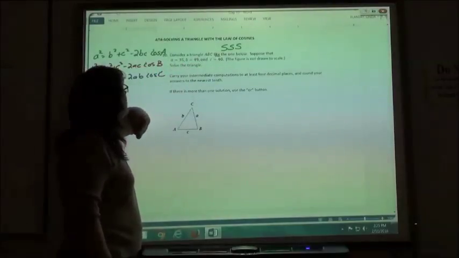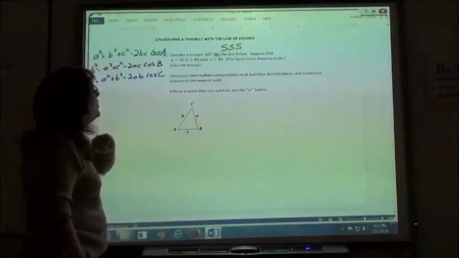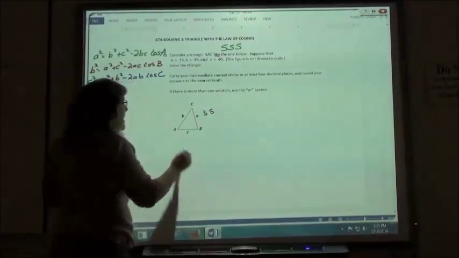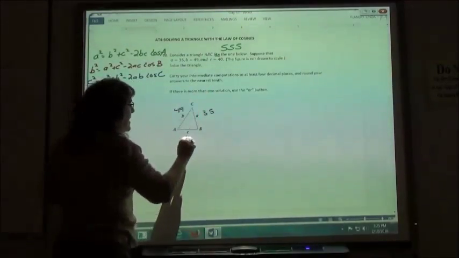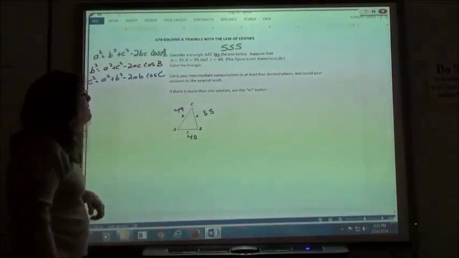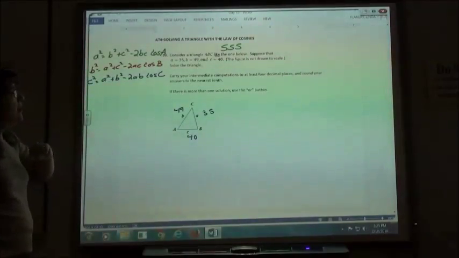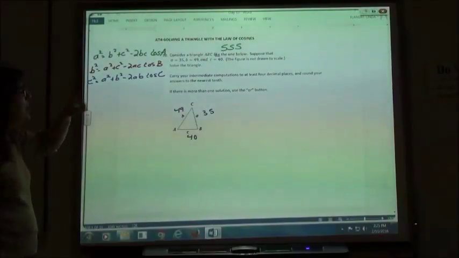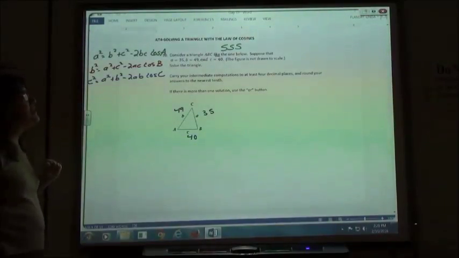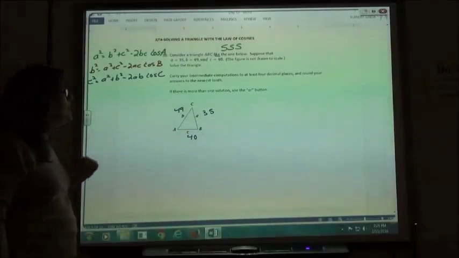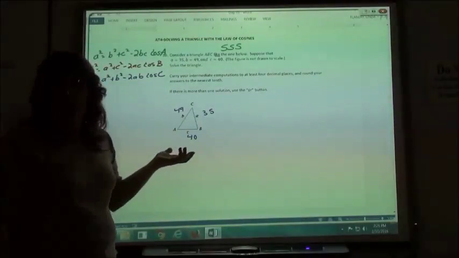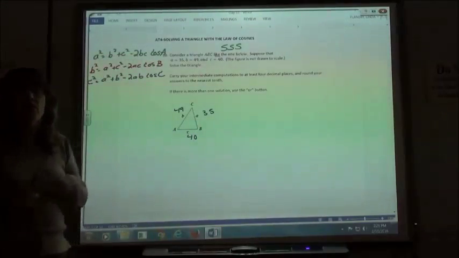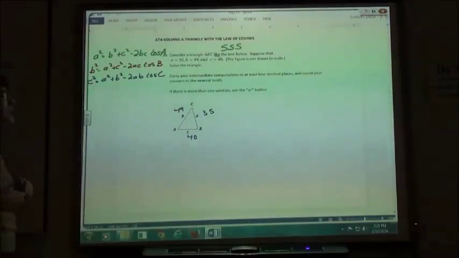So for this one says, consider the triangle ABC like the one below. Suppose that A is 35, B is 49, and C is 40. Solve my triangle. In other words, find what angle A is, angle B is, and angle C is. Carry your intermediate computations to at least 4 decimal places. Round your answer to the nearest tenth. So if we learned a lesson from the other day, make sure you carry out your decimal far enough so you don't get a rounding error on your answer.